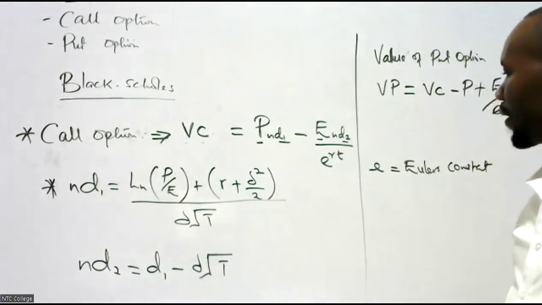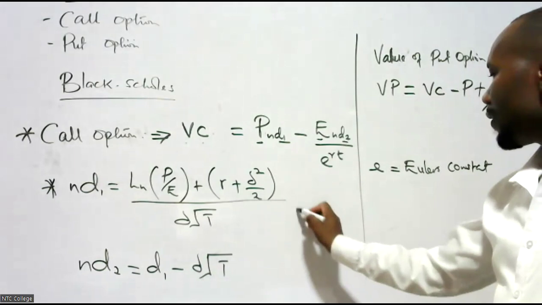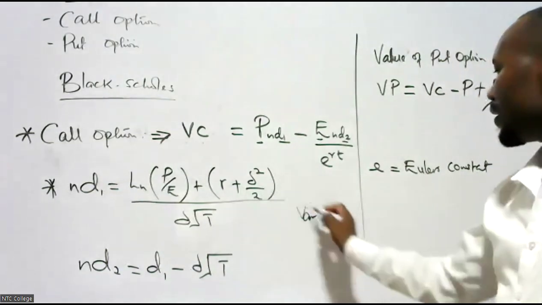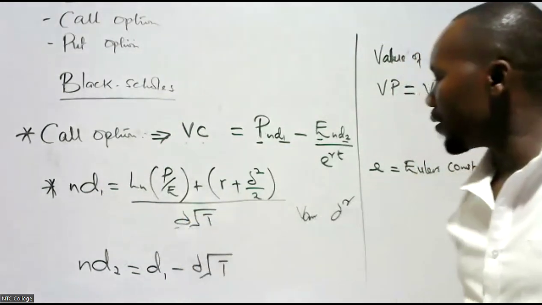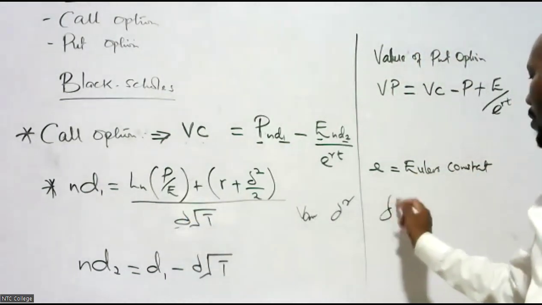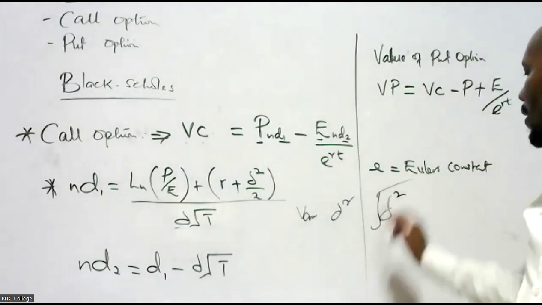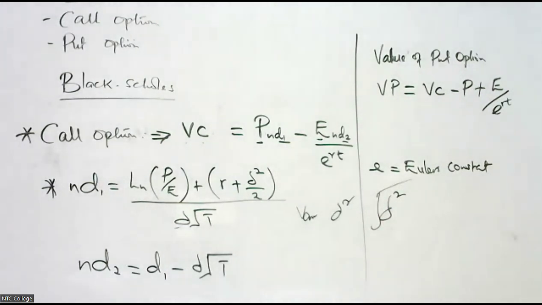And I say that if you're given this one, they have given you variance, that means that it is already standard deviation squared. So if you want the standard deviation alone, then you have to get the square root of that variance. The square root of variance.